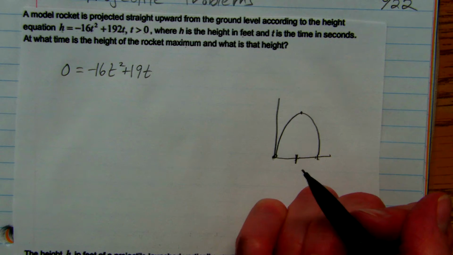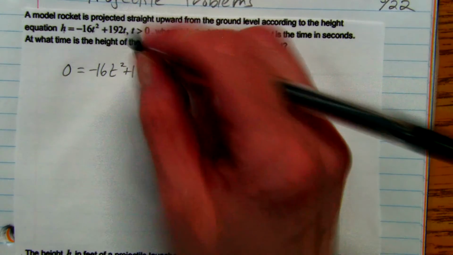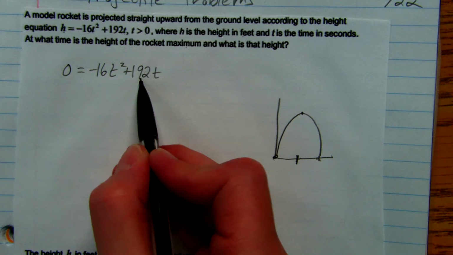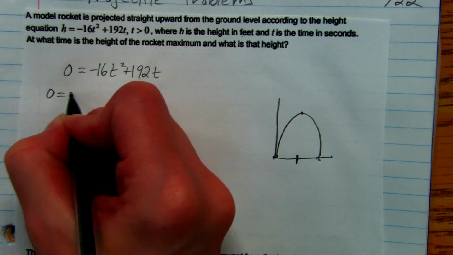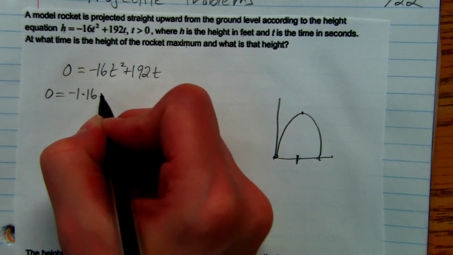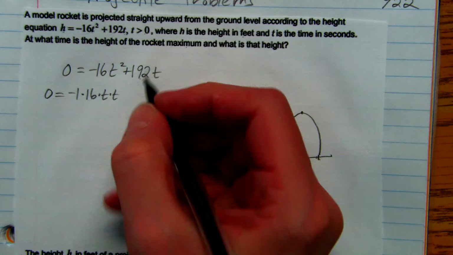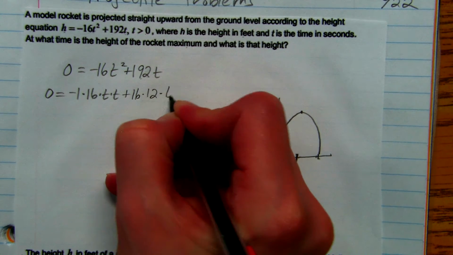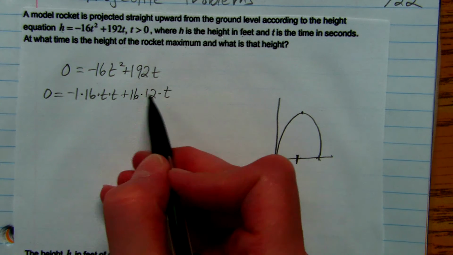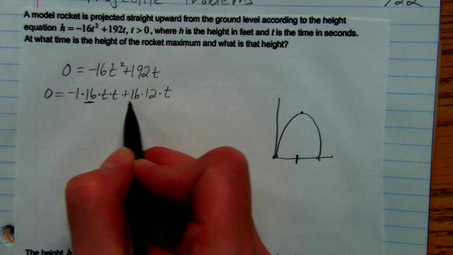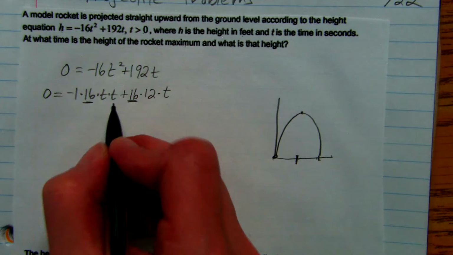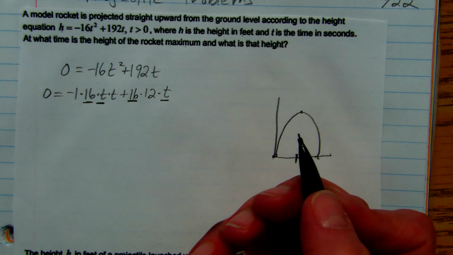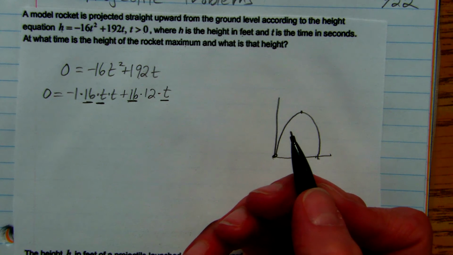All right, so 192. I wrote 19. So 16 does go into 192. So I can write this as negative 1 times 16 times t times t. And then I can write this as 16 times 12 times t. I did have to do a little work figuring out it's 16 times 12, but it's worth taking a calculator and checking that really quick, because if you can factor that out, it makes it a whole heck of a lot easier.